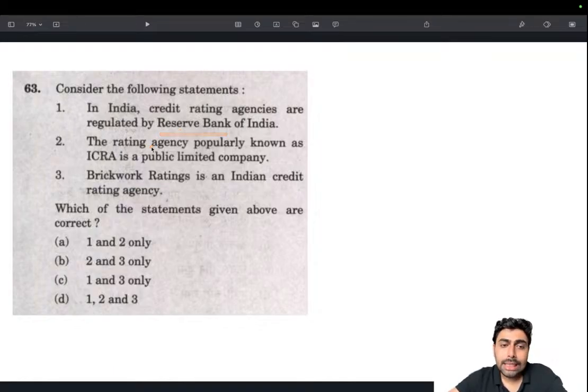Another question is that the rating agency popularly known as ICRA is not a public limited company. We don't know that. But the only thing that needs to be known is that it's not RBI, it's SEBI. So we'll be able to arrive at the answer. These sort of things are not very relevant.